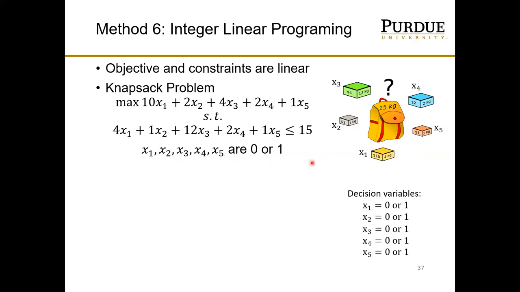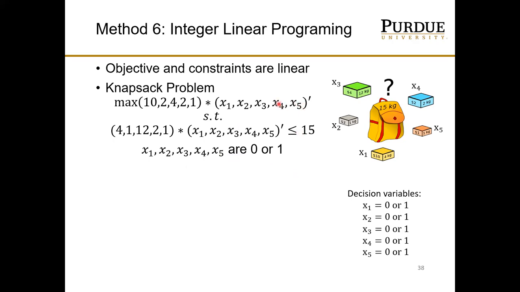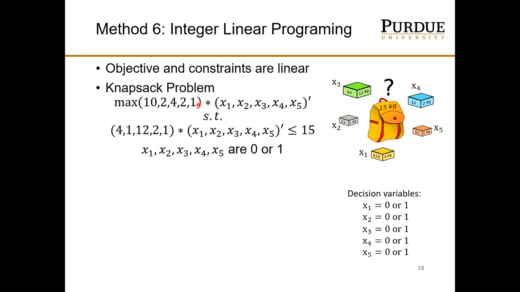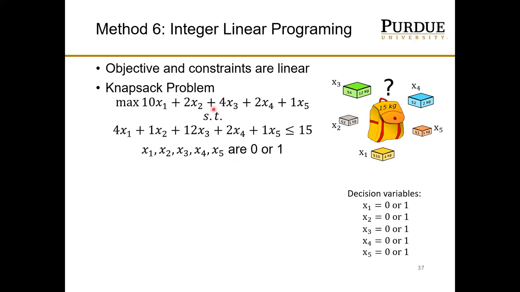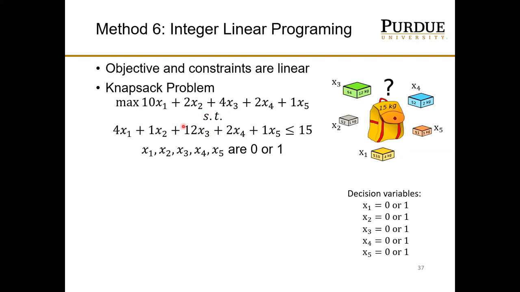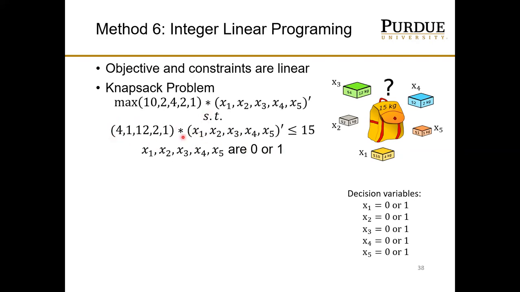To use MATLAB for the problem, we need to modify it a little bit. The first thing is that we need to use vectors to represent the problem. Here 10, 2, 4 are the coefficients, so we can extract them as a vector. Then x1 to x5 is another vector, and they can multiply together. Similarly, for the constraints, you need to use a vector. That would be another constraint.